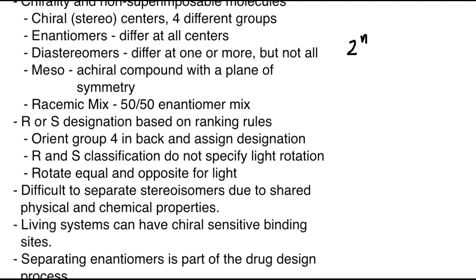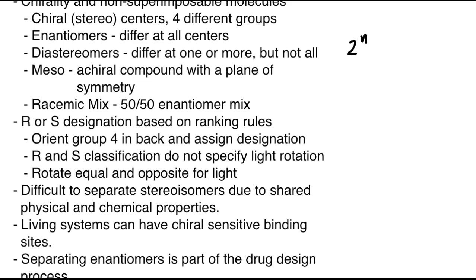Now, the main focus here was R or S designation based on the ranking rules. In order to do that, we had to orient the various groups to put group 4 away from us, or in back, and then assign the designation. That used a varying combination of rules where, based on the atomic numbers of any atoms involved, we give the highest atomic number rank 1, and then we decrease from there. So we could determine R and S classification.